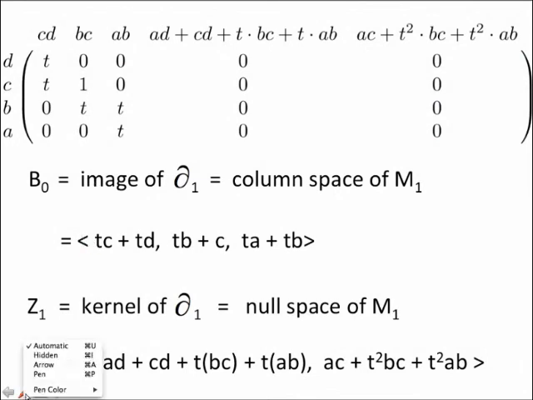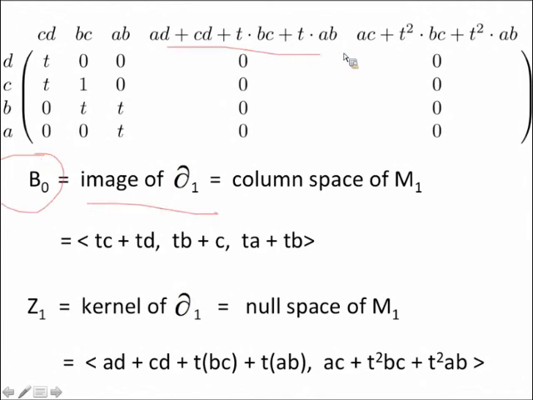We can calculate our B0. Our B0 is the image of boundary 1. Well, these two have image 0. That means they're going to go into the kernel. The kernel's the quickest thing to calculate, so I guess we'll do the kernel first. The kernel is what gets sent to 0. Well, these are the things that get sent to 0, so that becomes our kernel. So it's the null space of this thing here.